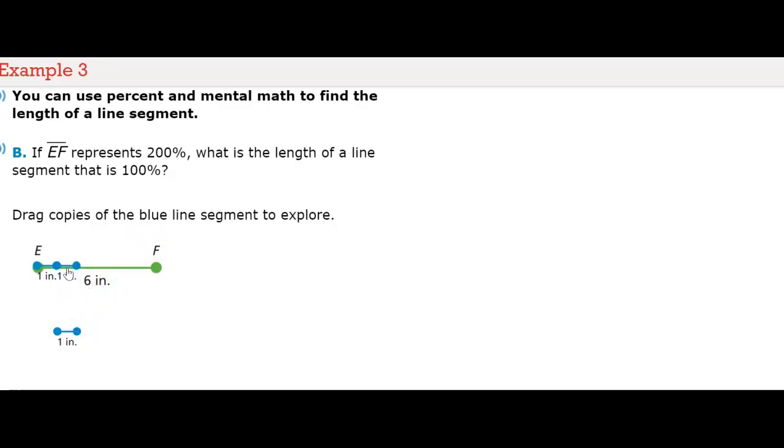So we know half of 200 is 100. So if we were to look at this, I put up 1, 2, 3 copies of that 1 inch. That's about halfway, and so if I added 3 of those line segments, 100% of this line that represents 200% would be 3 inches.